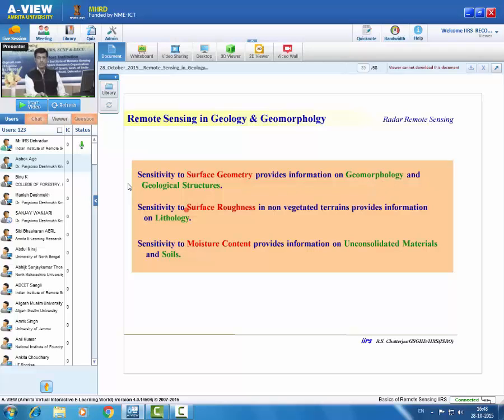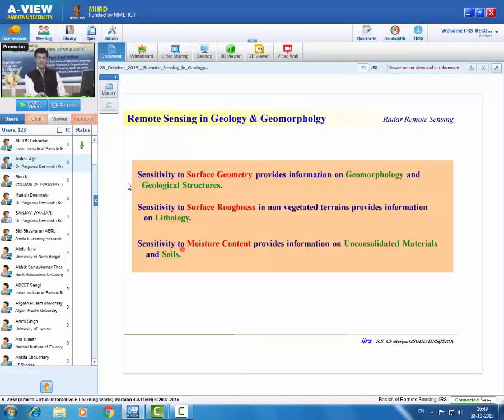And its sensitivity to surface roughness helps for interpreting some of the rock types, particularly in case of vegetated terrain. Okay, but optical remote sensing has much more potential for interpreting the different rock types. But if you talk about the geological structure and geomorphology, radar remote sensing is much better than optical remote sensing because it can highlight the topographic effect very much.